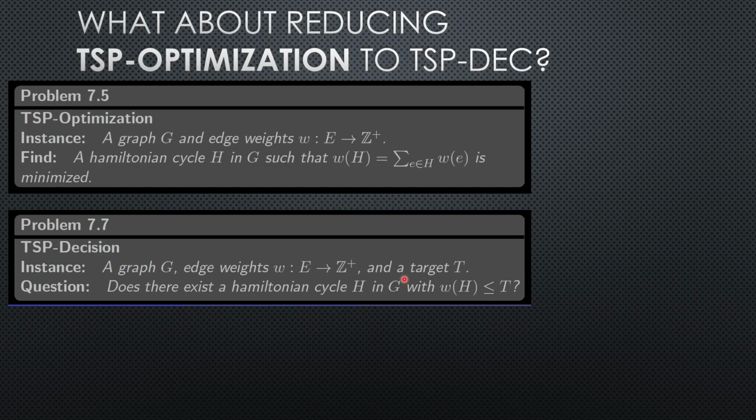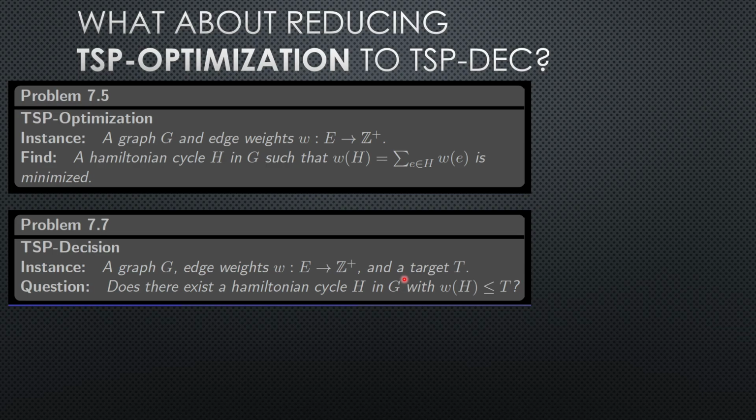And so given this decision problem, which sort of gives us one bit of information, is there such a cycle, yes or no, we were able to reconstruct the optimal value, the optimal weight, by doing basically a binary search on the range of possible weights for Hamiltonian cycles.